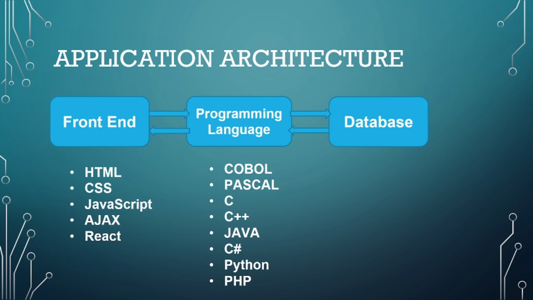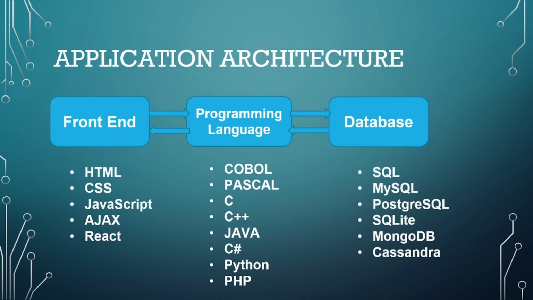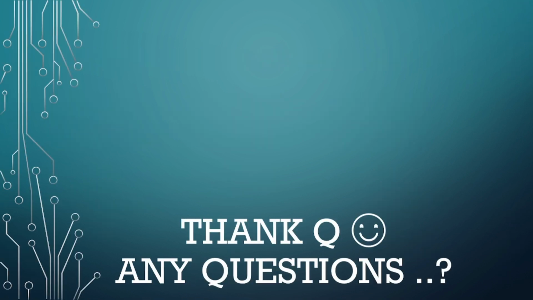And let's see some tools used to create a database, like SQL, MySQL, PostgreSQL, SQLite, MongoDB, and Cassandra. This is how the complete application architecture looks.